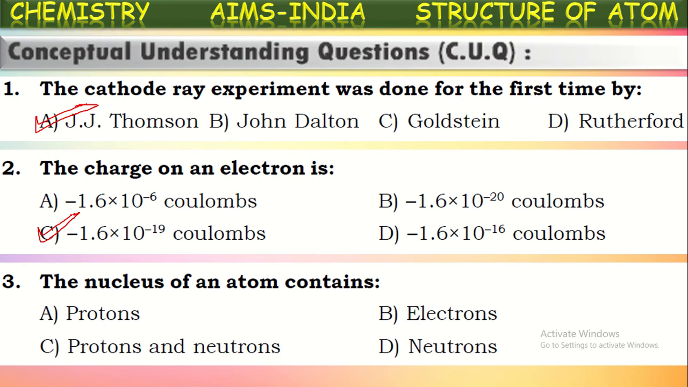Next one, the nucleus of an atom contains. What does it contain? Actually, in atoms there exist three fundamental particles. They are electrons, protons, and neutrons. Out of these, protons and neutrons are present inside the nucleus. That's why they are also called nucleons, isn't it? Inside the nucleus of an atom there exist protons and neutrons, whereas electrons are revolving around the nucleus in concentric circles called orbits. So inside the nucleus there will be only protons and neutrons.